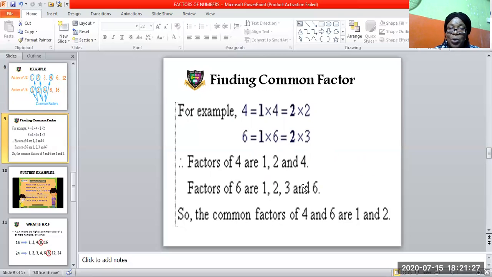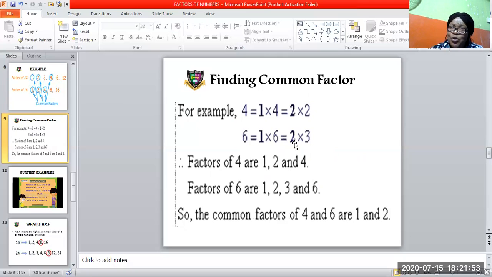Okay, so we look at it. We have 1 is common to 4 and common to 6. 2 is common to 4 and common to 6. Therefore, we say that the common factor of 4 and 6 is 1 and 2.